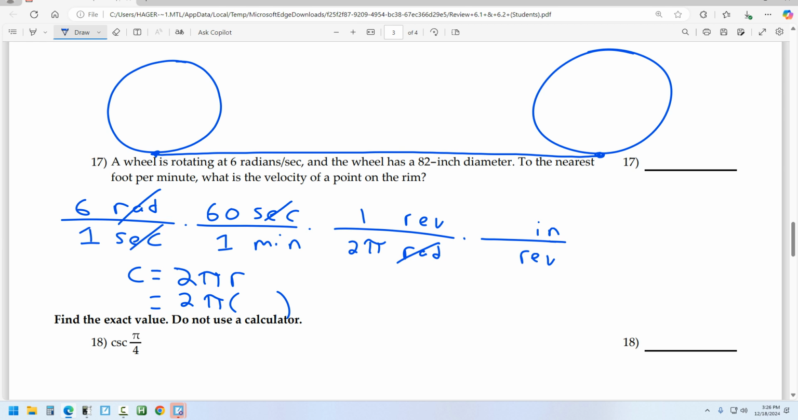The 6 radians per second. No, that's a speed. That's not a size. So 82 inch diameter. Yep. So would it be like half of it? Oh. Okay, so that's like 41.